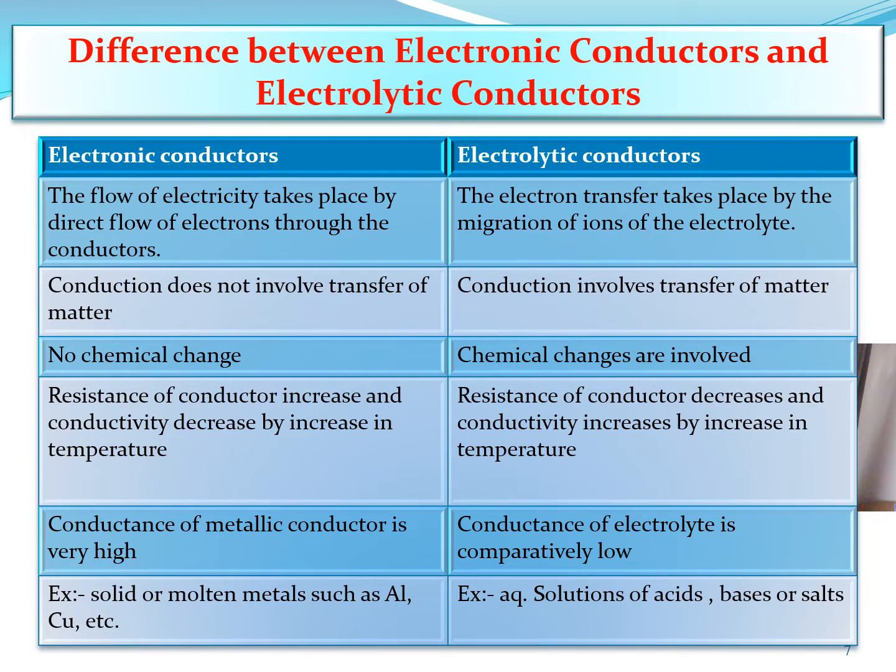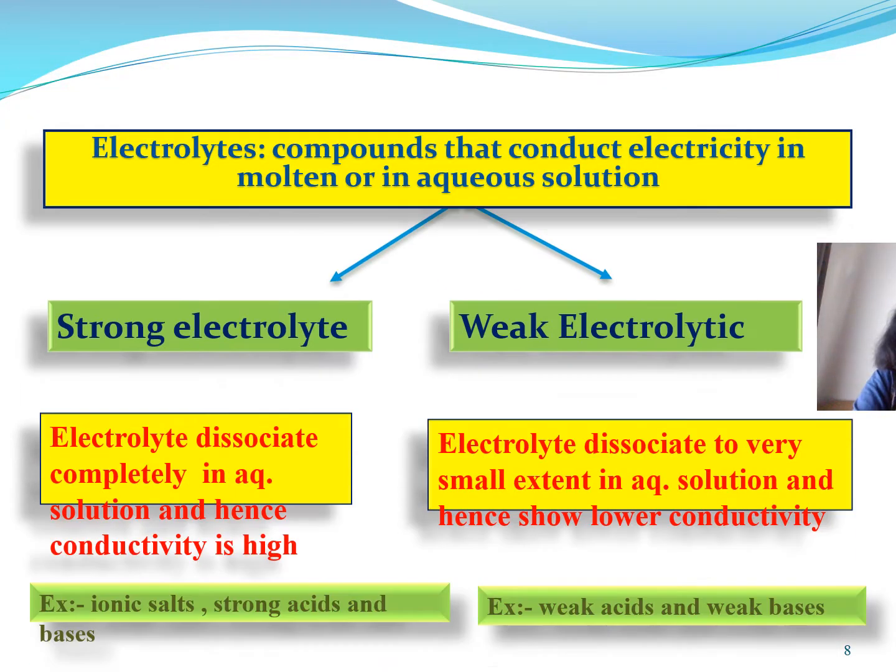Then electrolytes. Compounds that conduct electricity in the molten state or in aqueous solution are called electrolytes. Electrolytes are of two types, strong electrolytes and weak electrolytes. Strong electrolytes dissociate completely into their ions in aqueous solution, so conductivity is very high because more ions are available. While weak electrolytes dissociate to a small extent in aqueous solution, and hence show lower conductivity. Examples are strong acids and bases, while weak acids and bases are examples of weak electrolytes. Clear?